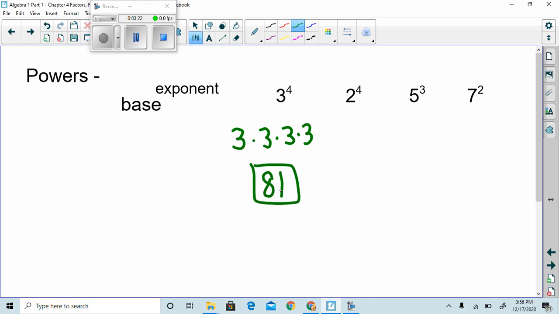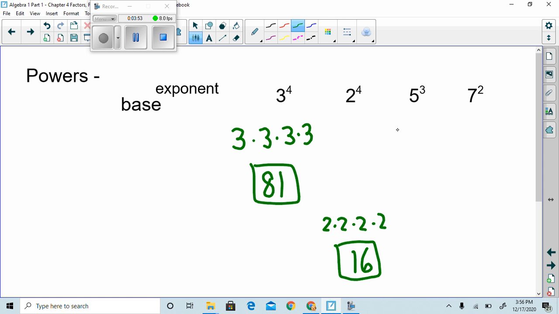In my second problem, it's telling me to take 2 times 2 times 2 times 2. 2 to the 4th power, the base is 2, exponent is 4. It tells me how many times to use this base as a factor of itself. 2 times 2 is 4, 4 times 2 is 8, 8 times 2 is 16. Got ahead of myself there.